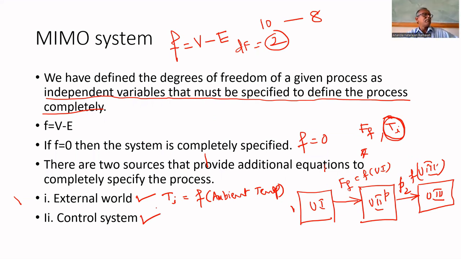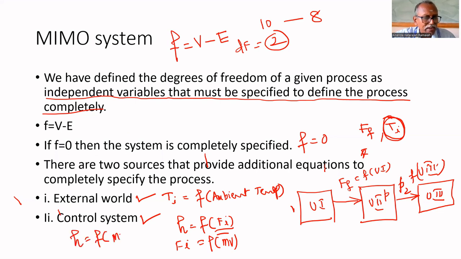Another way of specifying is by using the control system. We can specify the variables. For example, I want to define the level. Level is a function of inflow rate Fi. This Fi is defined by what? Fi equal to function of control variable, manipulated variable, that is controller output. So I can write H equal to function of manipulated variable. This is one equation. This is based on the control system. So we can make degrees of freedom equal to 0. That is, we can specify the system completely by using the two sources: one is the external world, the other is the control system.